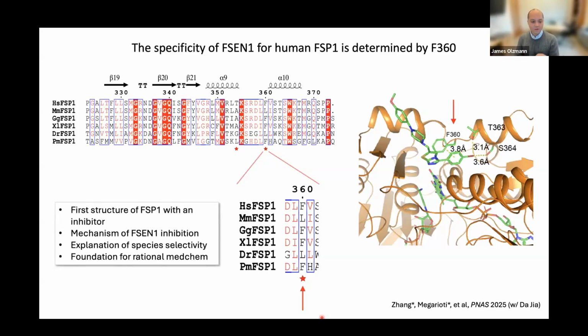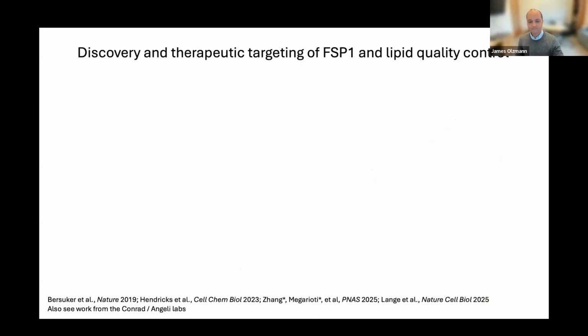So this structure was very useful for many things. This was the first structure of FSP1 together with an inhibitor. It solved these questions around the mechanism of FSEN1 inhibition of FSP1 and the question around species selectivity. And it also provides us with a basis for rational medicinal chemistry and how we might start to improve this molecule to increase its potency as we move from in vitro to in vivo preclinical models.